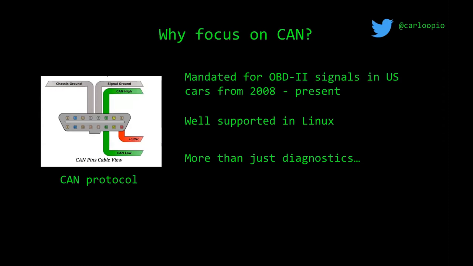So if you have to work on one protocol, CAN is the protocol moving forward that's going to be the most open. And right now, it's not encrypted at all. So if you connect any device to a car, you'll start seeing data.